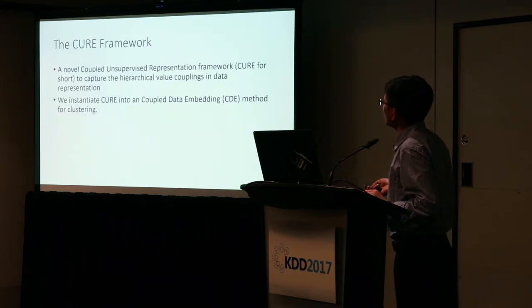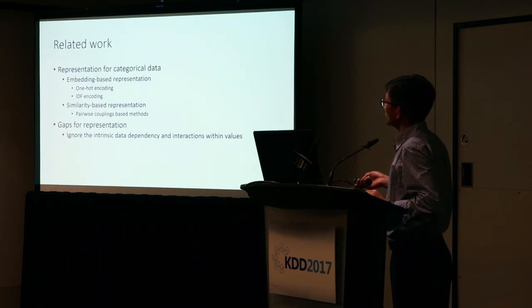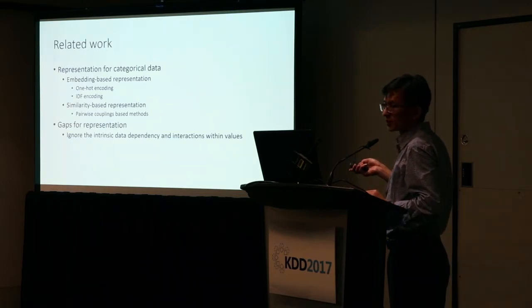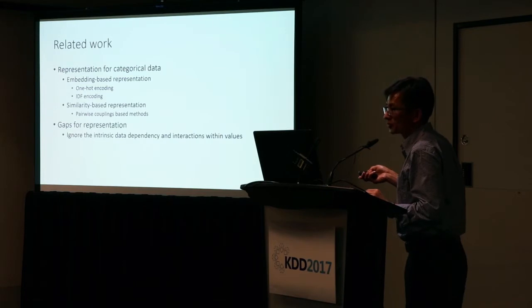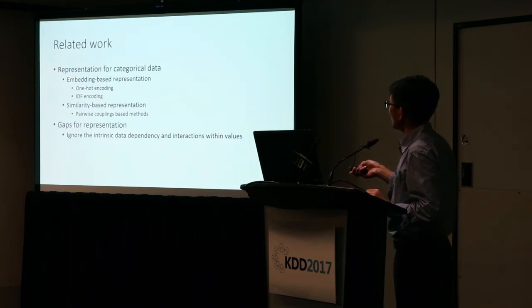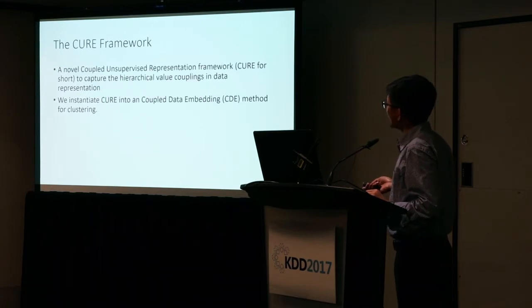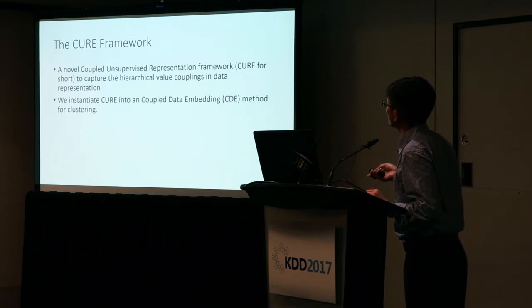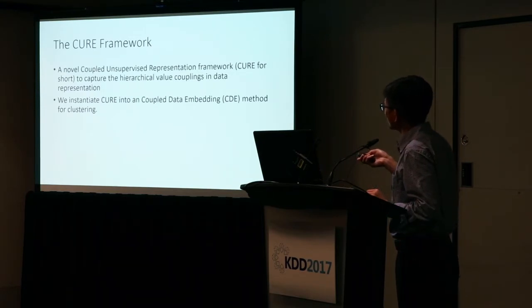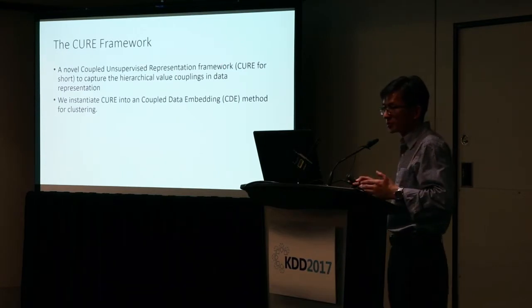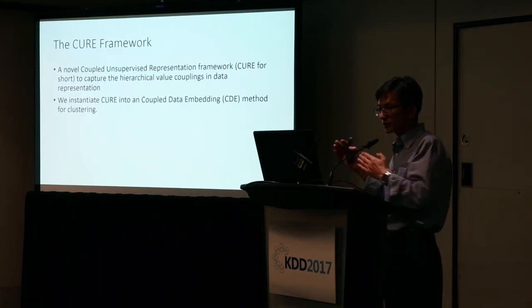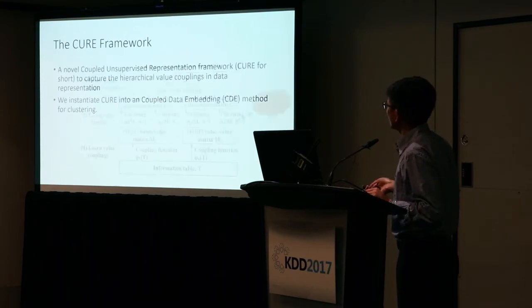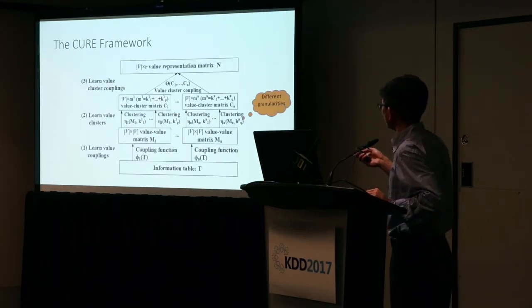So this is representation for categorical data, particularly like one-hot, which a lot of people use, and TF-IDF for text, for example, and other work like pairwise is another way as well. This paper proposed a framework called something like the coupled unsupervised representation framework. Actually, we extend this for clustering as well as for outlier detection, but here we just report the outcome for the clustering.